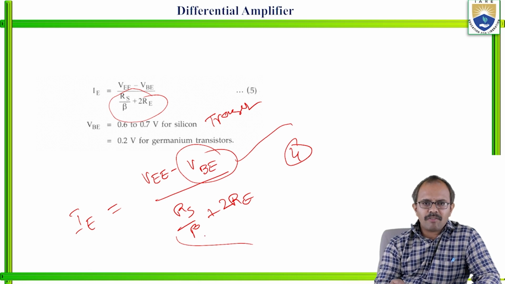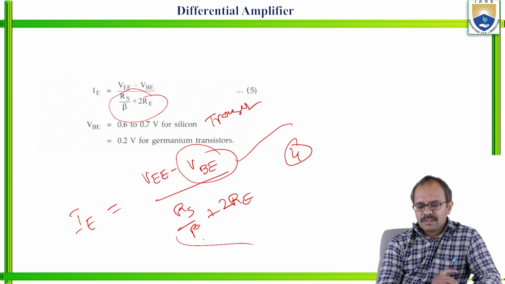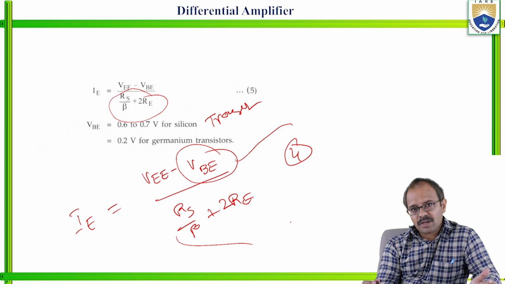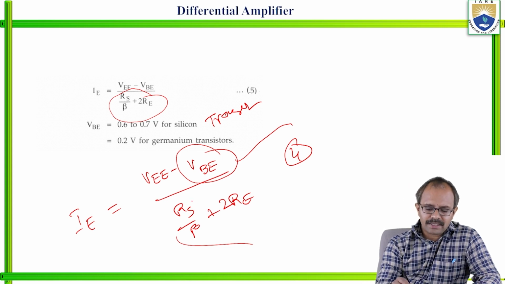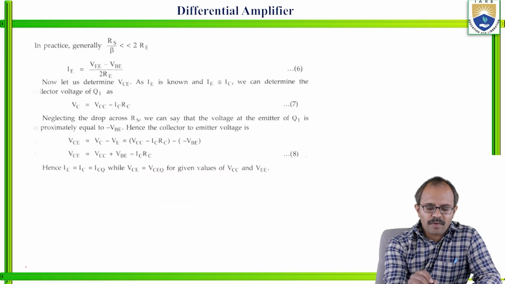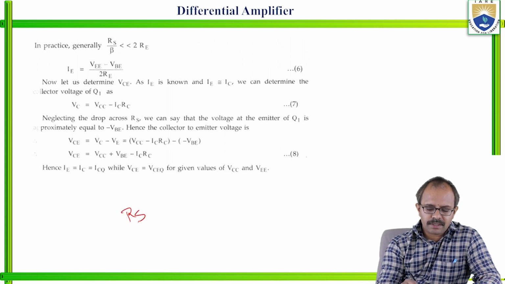So what is the value of beta in general, especially if you are dealing with a transistor in common emitter mode? This will definitely be a large one. The value of beta will be somewhere around 50 or 100. So let us look at the nature of RS by beta. In the denominator, we have two components. One is RS by beta and the other is 2RE.